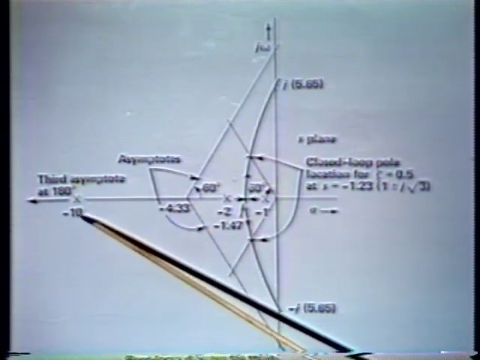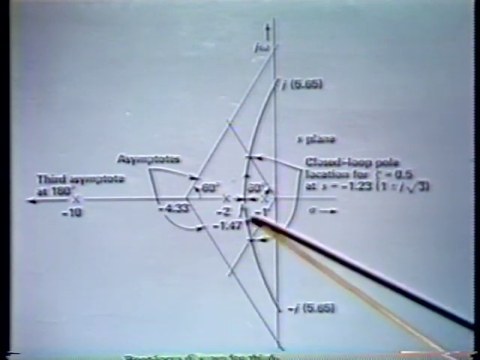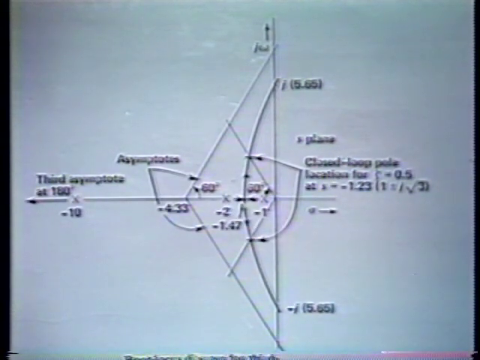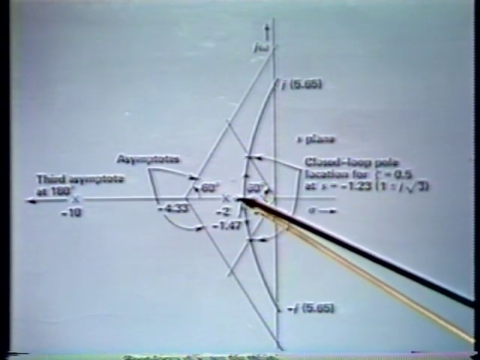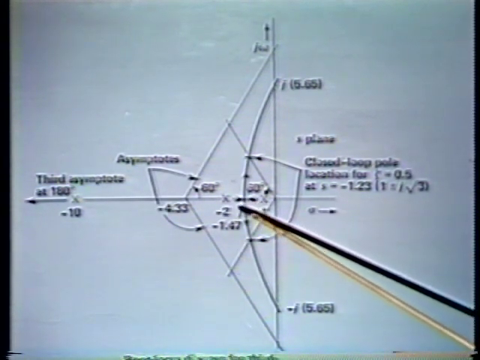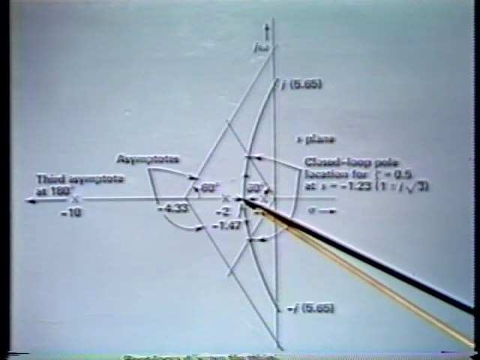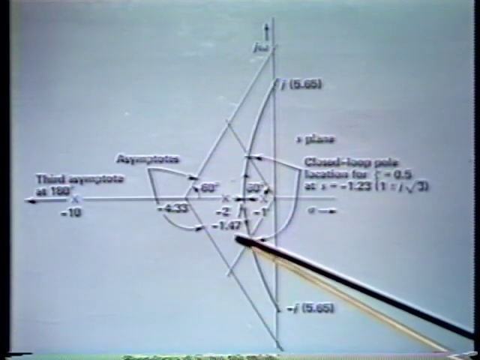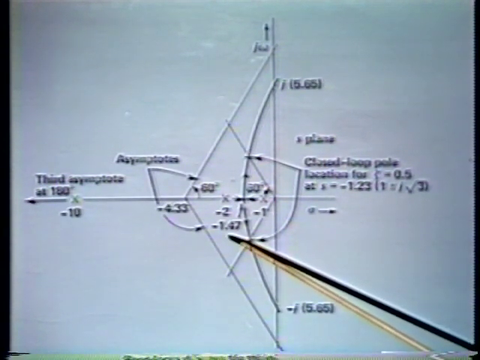If we totally ignore the third pole, we'd anticipate that breakaway would occur at the arithmetic mean of the location of these 2 loop transmission poles. That's what happens in only the 2-pole case. That would tell us that breakaway would occur at -1.5 on the negative real axis. If we actually do an exact calculation of the breakaway point, we find that it really occurs at -1.47.